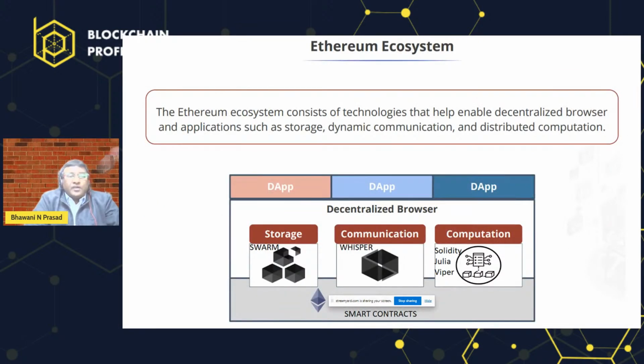Ethereum ecosystem. The Ethereum ecosystem consists of technologies that help enable decentralized browsers and applications, such as storage, dynamic communication, and distributed computations. The Ethereum ecosystem has DApps. DApps are distributed applications which work on a decentralized browser. In the ecosystem we have storage, which uses Swarm tools, and communication, which is mostly based on Whisper. Computation we can do via Solidity, Julia or Viper.